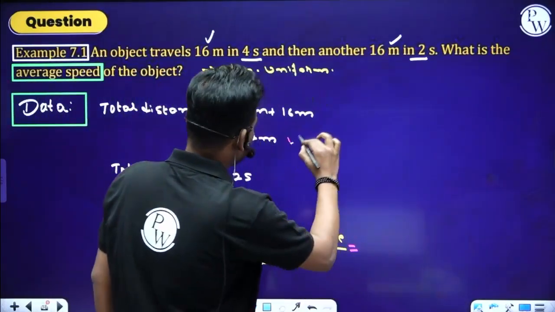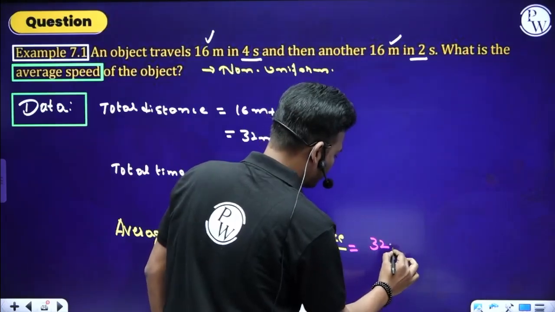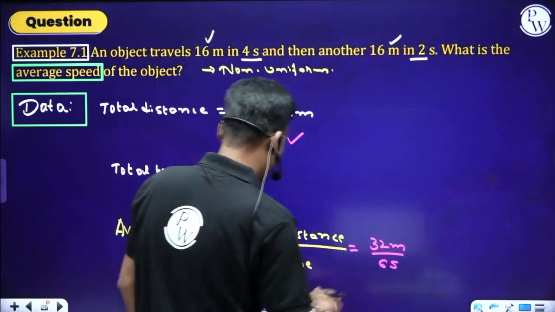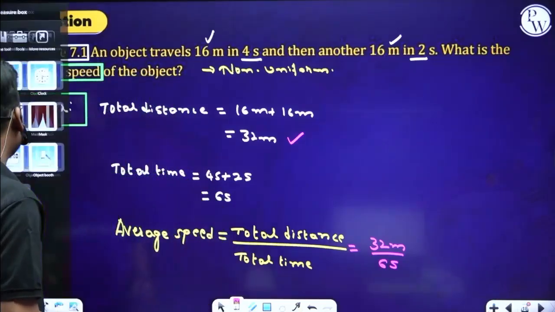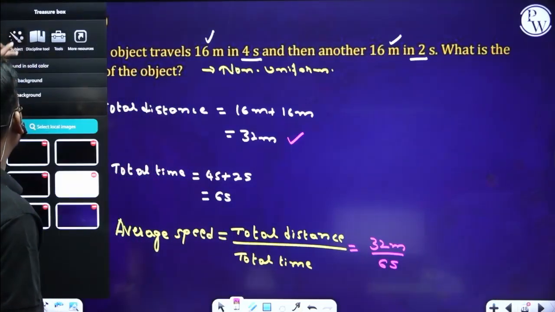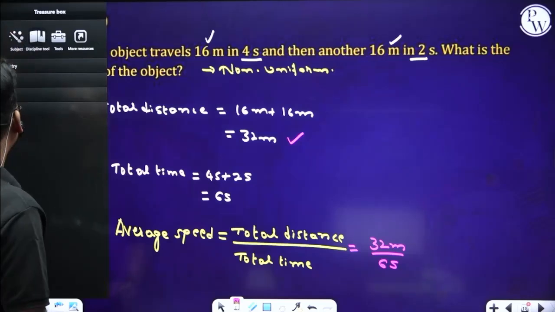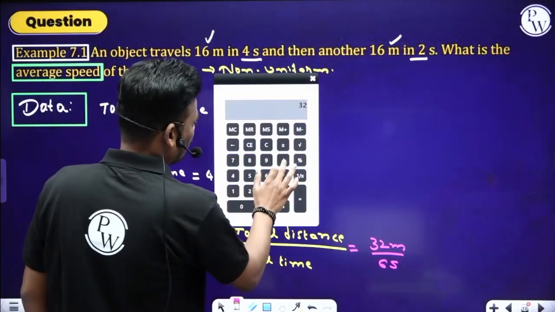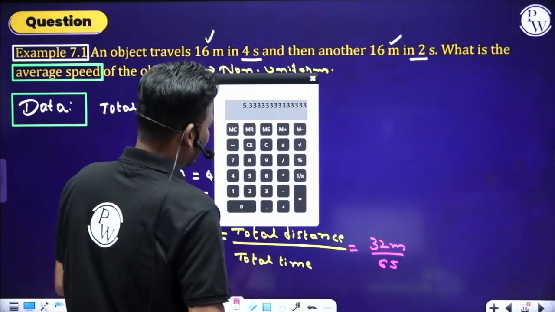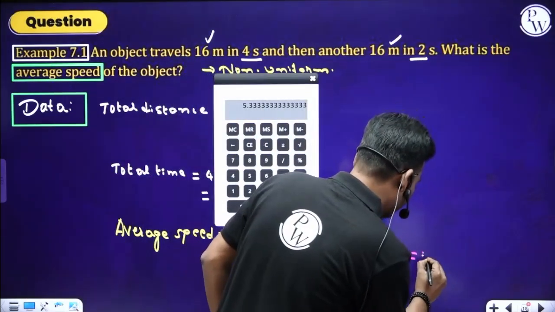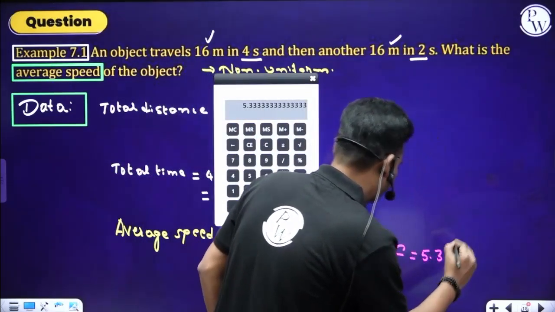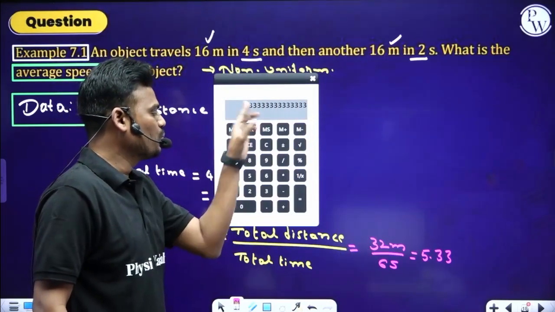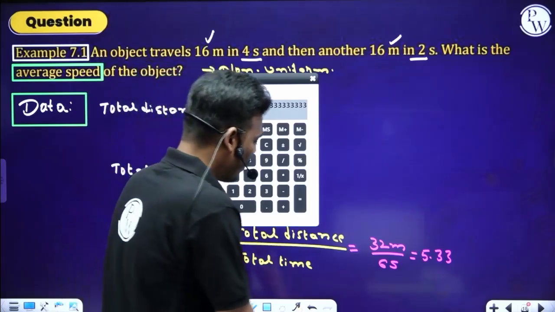What is the total distance? That is 32 meters. And total time, that is the 6 seconds. Okay. And try to solve this question using calculator, or else if you are good at maths, you can go ahead. Okay. So that is 32 divided by 6 seconds. That is 5 point. Okay. So 5.33. Okay. 2 digits enough. 5.333 and so on. This 2 digits enough after decimal point. Okay. Or else we can round it off.